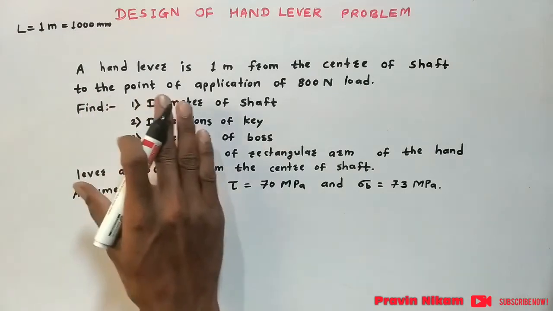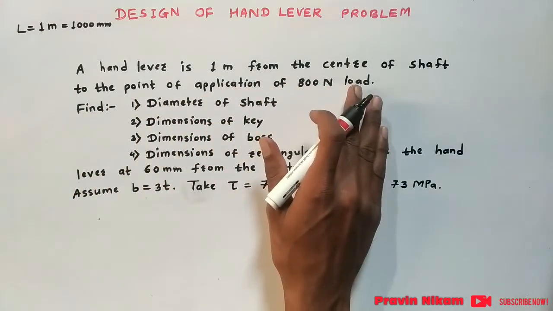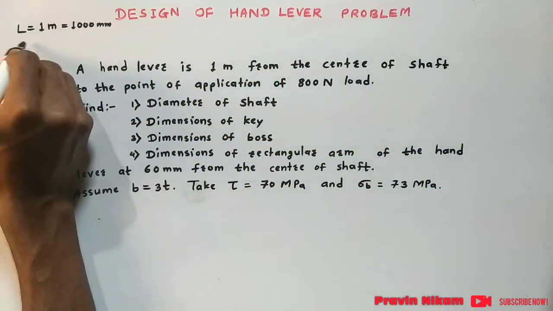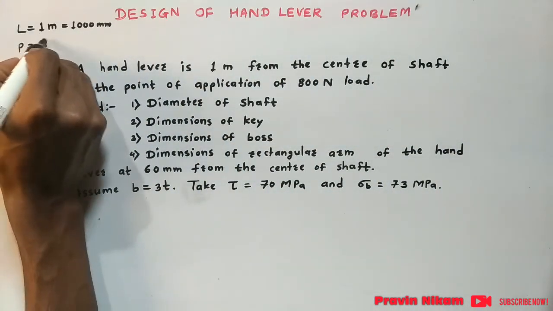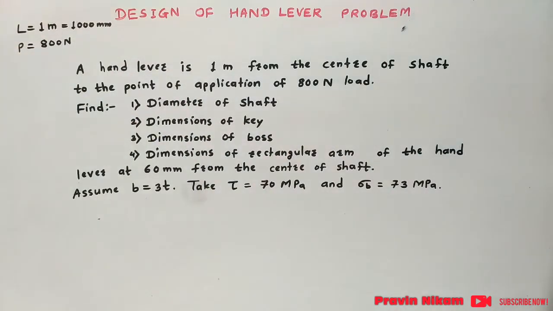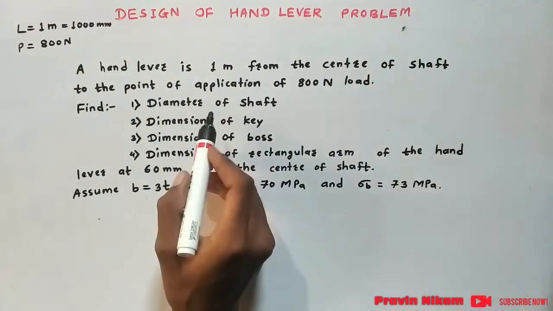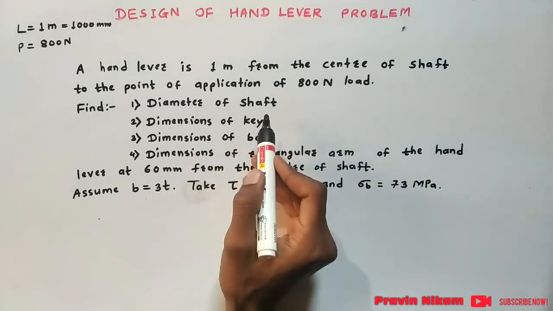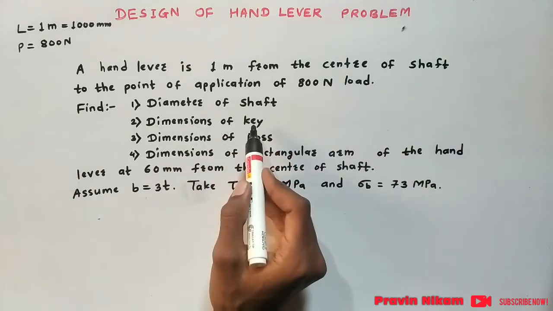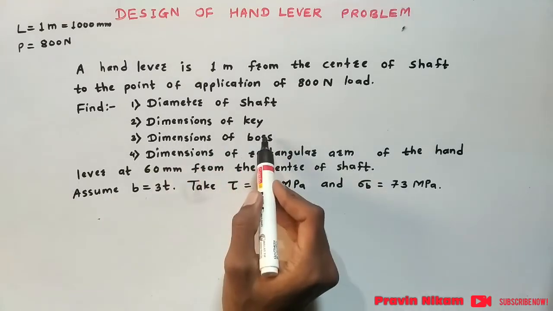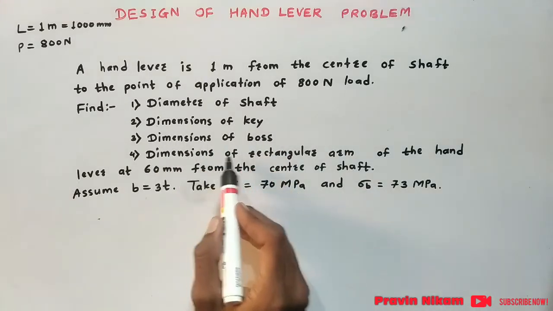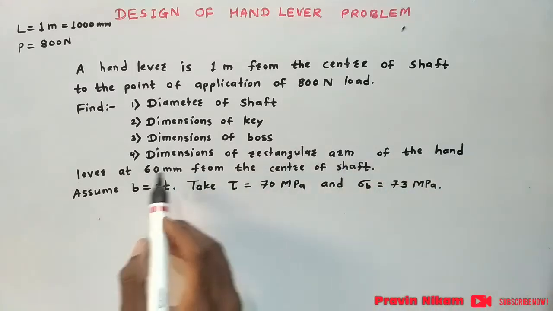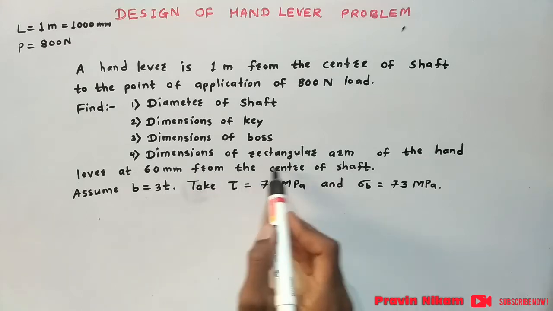Now the point of application of 800 Newton load. So what is given? P is given. So here P is equal to 800 Newton. Now find diameter of shaft. So here we have to design a shaft. Then dimensions of key. Then third is the dimensions of boss. And fourth is dimensions of rectangular arm of the hand lever at 60 mm from the center of shaft.